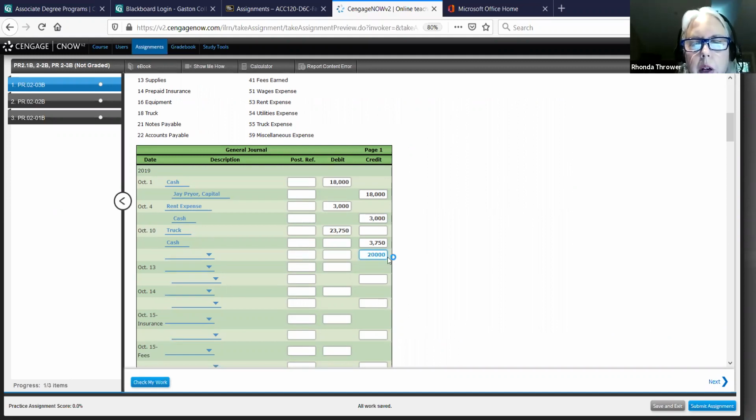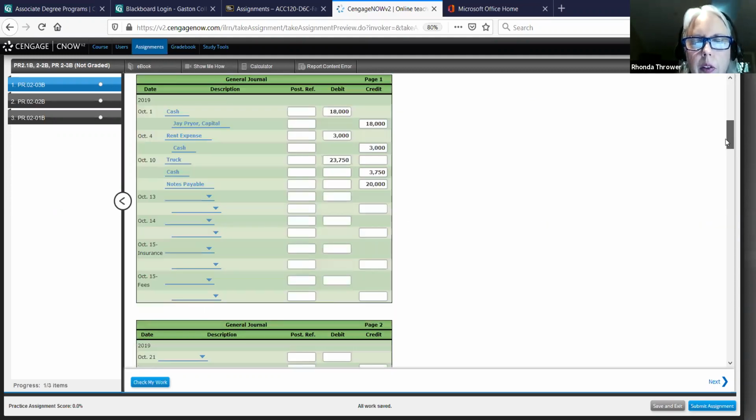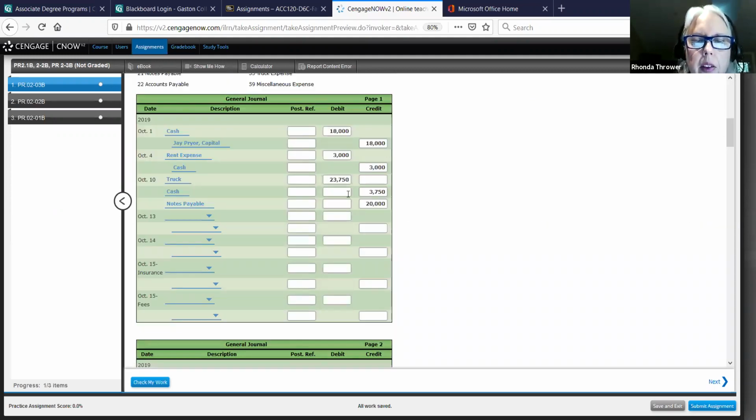You might notice that when I get this entered in, I got to put down that it was a note payable too. Sorry. The notes payable is going to be credited because we owe more now than we did before. You see, it says that you gave a note payable for the remainder. The remainder is $37.50 from $23,750 is $20,000. So we needed $20,000 to balance out this entry.